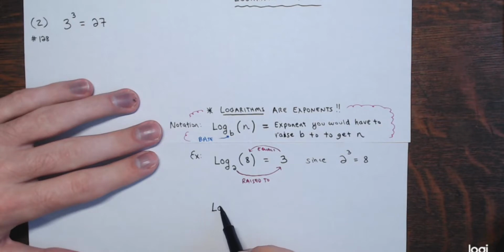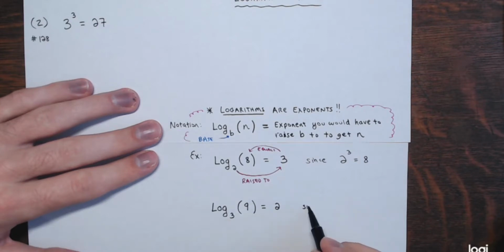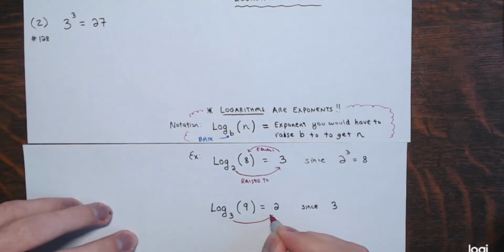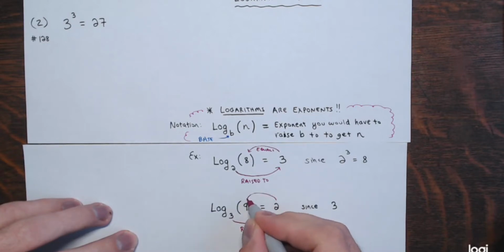Another example, what's the log with a base of 3? Log base 3 of 9. The log base 3 of 9, again, is just an exponent. Logs are exponents. So what exponent would I need to raise the base of 3 to get 9? And that would be 2, since 3 squared. Again, it's base raised to this number on the other side will equal the input of the log.